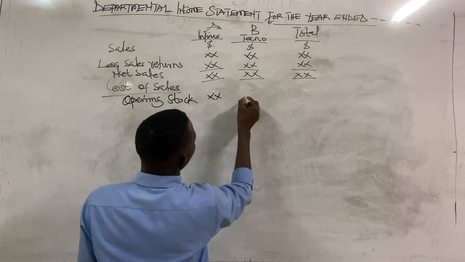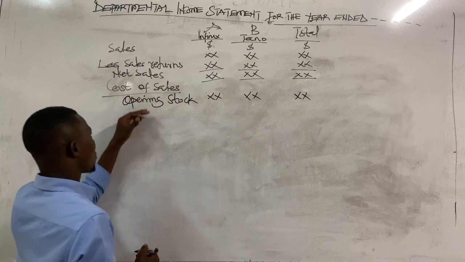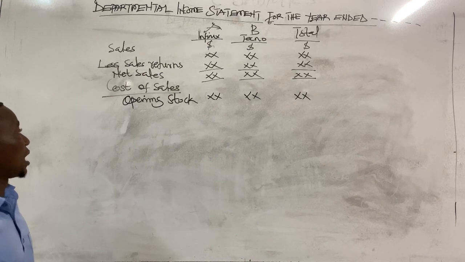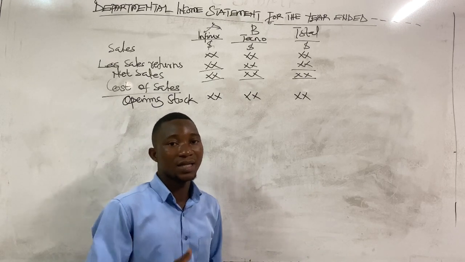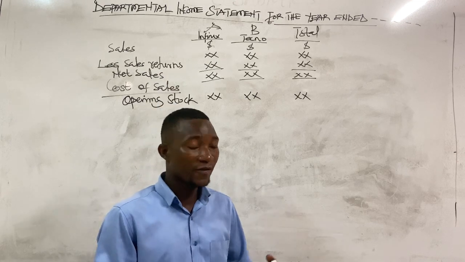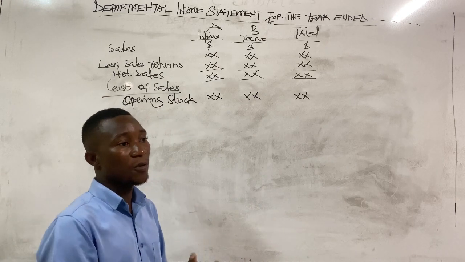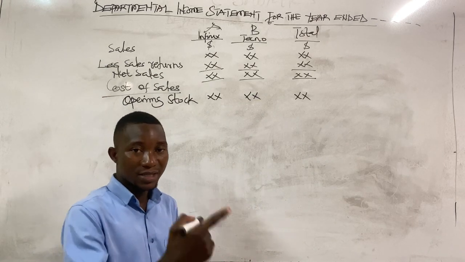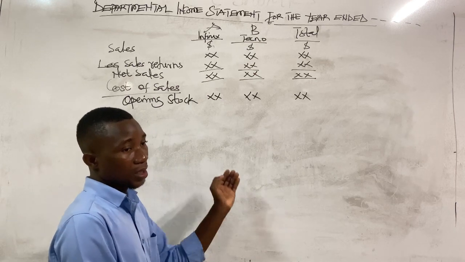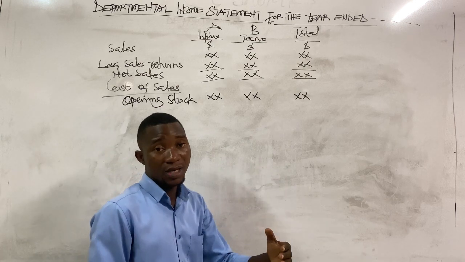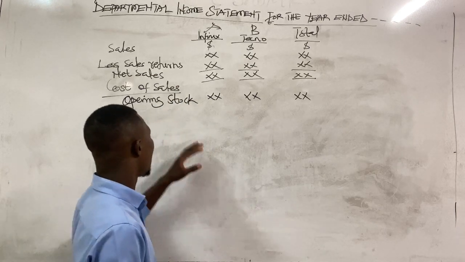So we represent it with each department, then we bring the total. Under the cost of sales, we are beginning with an opening stock because for business, we anticipate that the business will keep moving for the foreseeable future. So if this year we are operating a business and there is some of the stock left at the end of this year, in the next year that closing stock or leftover stock will be an opening stock, so that we begin operating with it. So we begin with the opening stock.